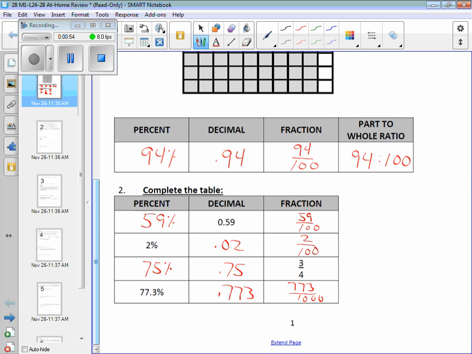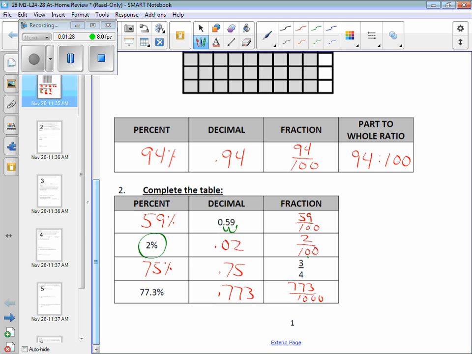Remember, when changing a decimal to a percent, we move the decimal twice to the right. And when going from a percent to a decimal, we're going to move the decimal twice to the left. You have to watch out for your single digit percents. Because when you swing the decimal twice to the left, you need to fill up the empty spot with a 0. So 2% is 0.02 or 2 100ths.